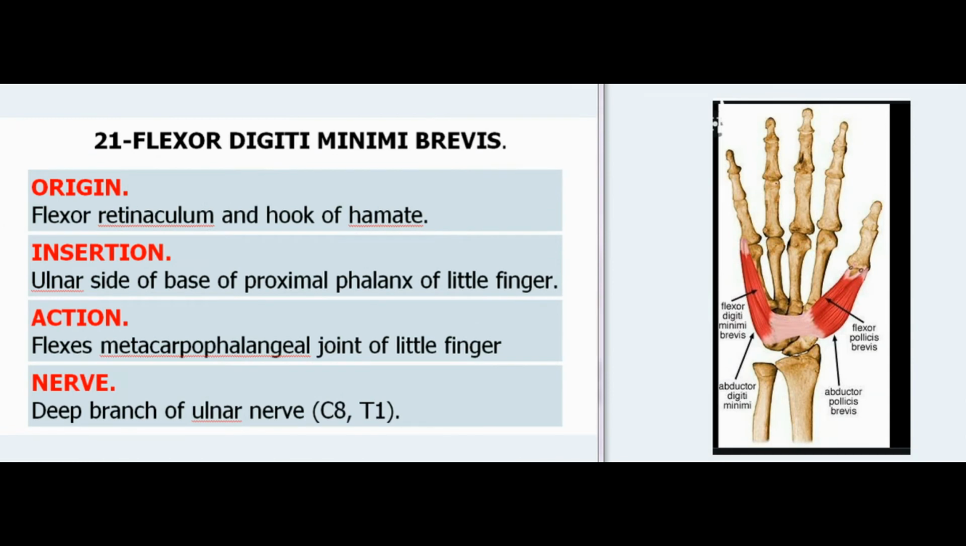21. Flexor digiti minimi brevis. Origin: flexor retinaculum and hook of hamate. Insertion: ulnar side of base of proximal phalanx of little finger.